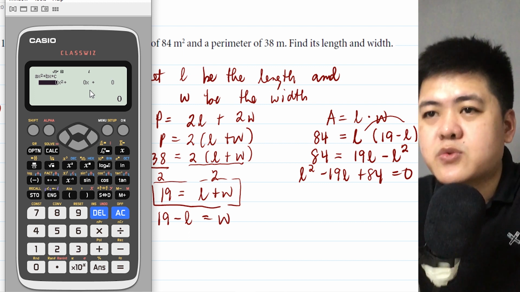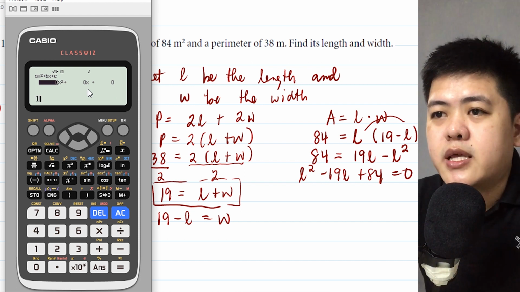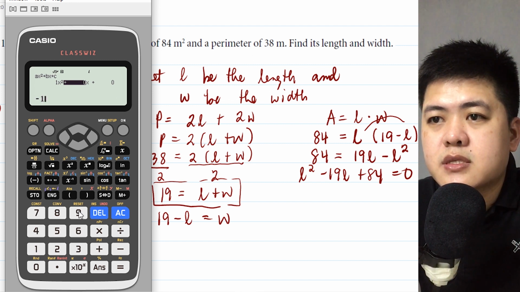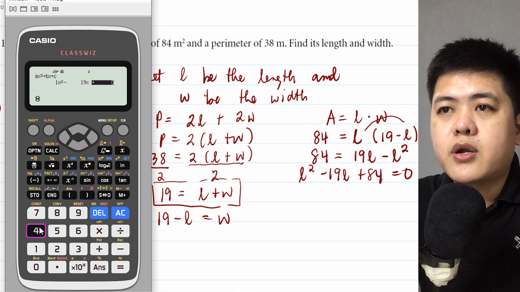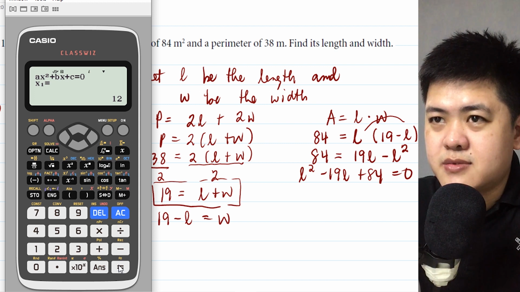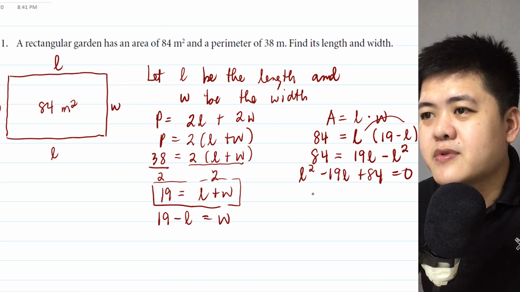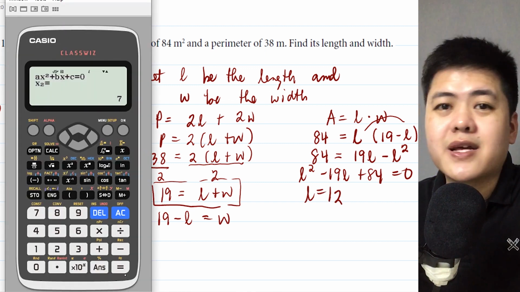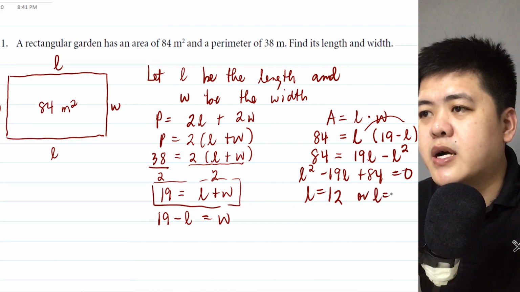And then, you just plug in the coefficients. L squared, so that's 1. X dito pero L yung ginamit natin. L, that's 1. And then minus 19, and then 84, each followed by equals. Then you press equals again. So that's the first root: L equals 12. The other one, you press equals again, you'll get 7. So L equals 12 or L equals 7.